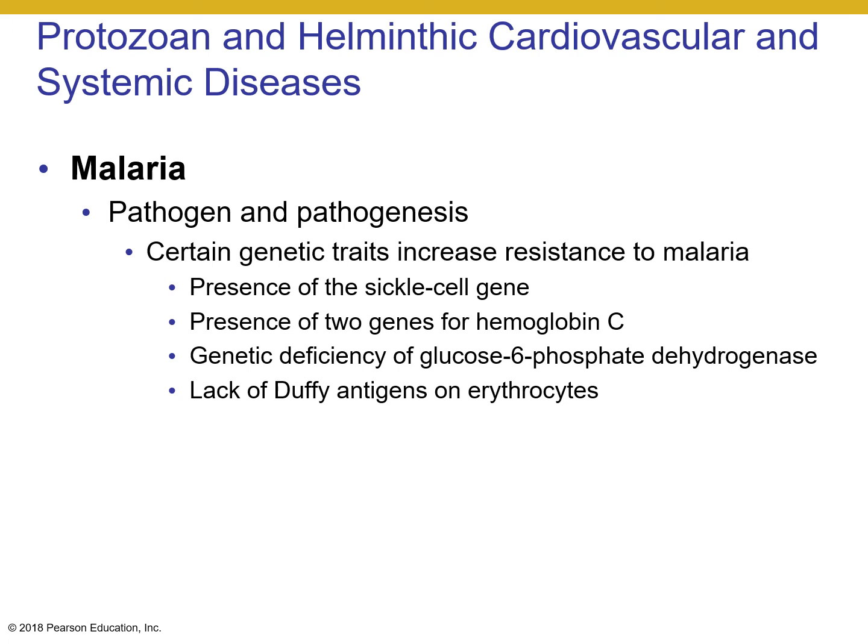So basically, what we see is that people who are heterozygous for sickle cell anemia are protected from malaria. This is because the red blood cells are misshapen, and enough of them are misshapen that the parasite can't invade and establish an infection. Also, the presence of 2 genes for hemoglobin C, a genetic deficiency of glucose 6-phosphate dehydrogenase, and the lack of Duffy antigens on erythrocytes.